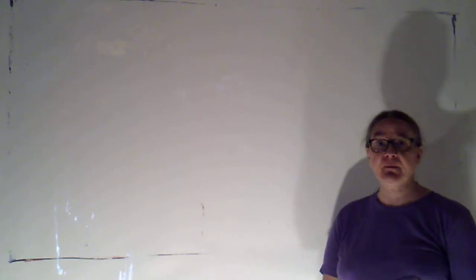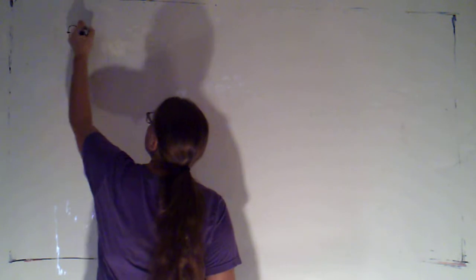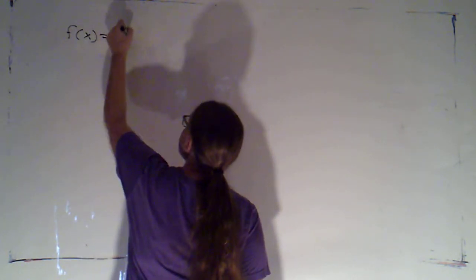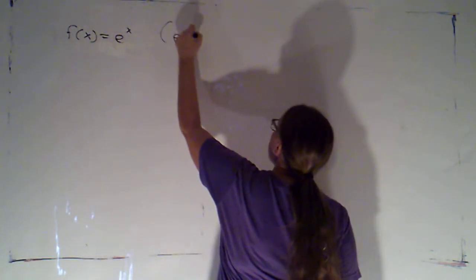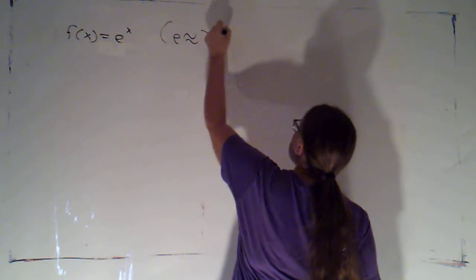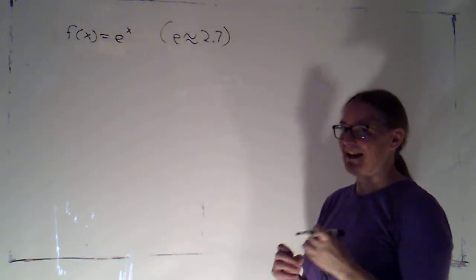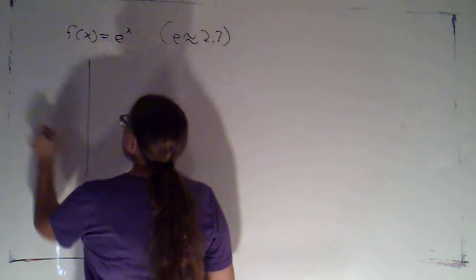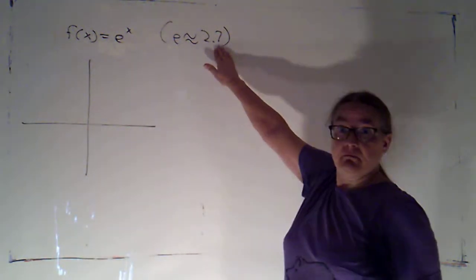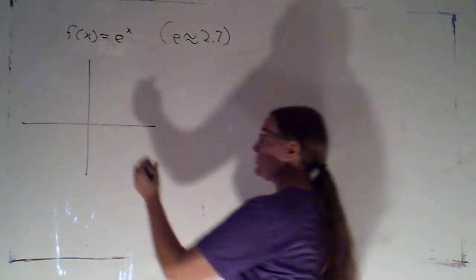I want to just take a look at one more transformation, and we'll do this one together. But I want to take a look at a transformation where the base is e. So our parent function is going to be f of x equals e to the x. And we're going to remember for graphing purposes that e is about 2.7, but I'm going to label everything exactly. Okay. So if it's 2.7, that's bigger than 1. This is going to be exponential growth.